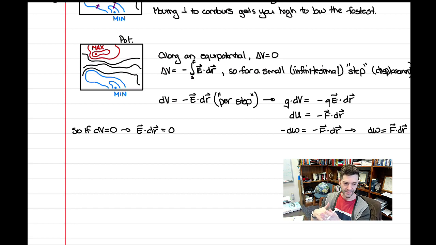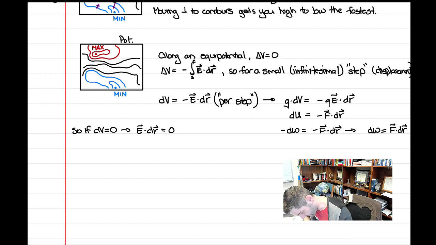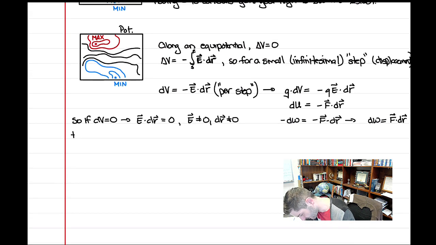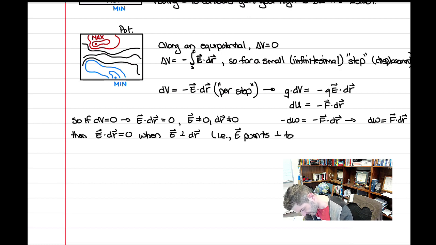It then just must imply that E and dr must be perpendicular. So if E is non-zero and dr is non-zero, then the way to make this consistent, then E dot dr is 0 when E is perpendicular to dr, i.e. E points perpendicular to equipotential surfaces.